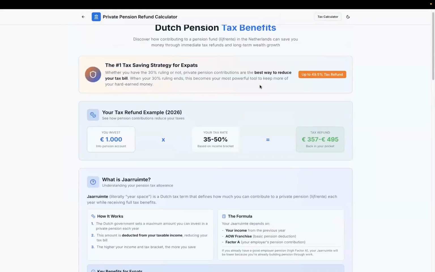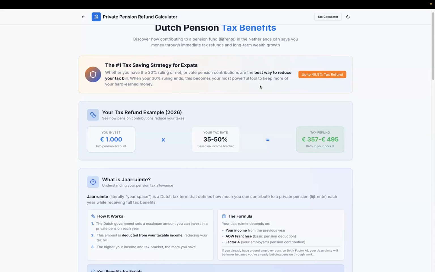So, as I mentioned, this is the number one tax saving strategy or instrument available for us expats. It can give you about 49.5%, almost 50% tax refund. So, imagine this that you are in the highest tax bracket and you invest 1,000 euros, you can probably get about 500 euros back, which is huge. And this is something that many of us don't know. So, how does it work?